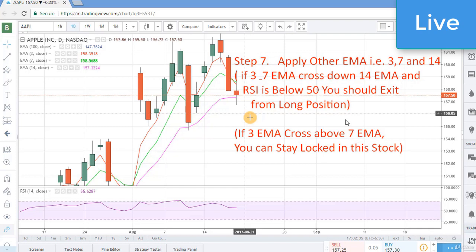You can just stay invested, but in any situation, make sure you use a trailing stop loss. Now this was the live update for 21st August 2017, and this has been shot on 20th August 2017.